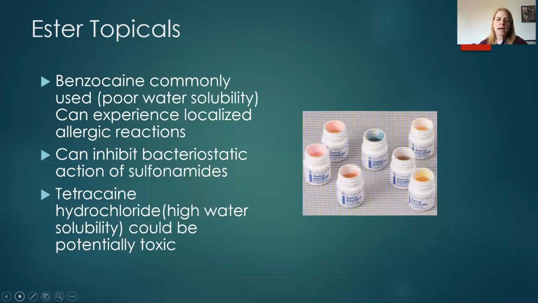The most common topical is benzocaine. It's commonly used. It's typically a 20% concentration in dentistry, ranges from 6 to 20%. Rapid onset, it starts to work in as little as 30 seconds. We're going to leave it on there 1 minute. It peaks at about 2 minutes and it lasts for about 5 to 10 minutes total.